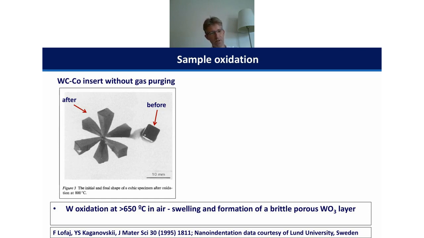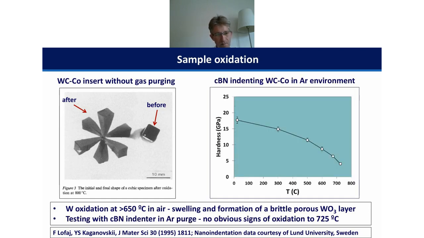So we can avoid this type of problem by indenting in an inert atmosphere. An argon purge is sufficient to mitigate this problem in cemented carbide right up, in the example on the right, to the top temperature they looked at here, which is 725 degrees C.